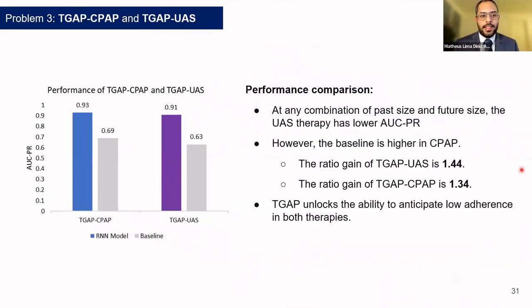Now, when we compare the TGap CPAP approach and the TGap UAS approach, what can we conclude? The first thing is that after combining the past size and the future size with different numbers, we found that usually for the CPAP, we have a higher AUC PR score, and the UAS is slightly lower. But the second thing, which I think is also important, is the ratio gain, basically dividing how good our model is by the baseline. So we see how much we are gaining by using our model. The ratio gain for the UAS therapy is a little bit higher, 1.44 in contrast to 1.34. And in the end, what we can conclude is that TGap really unlocks the ability to anticipate low adherence in both therapies, and we can use it at any time in the therapy.